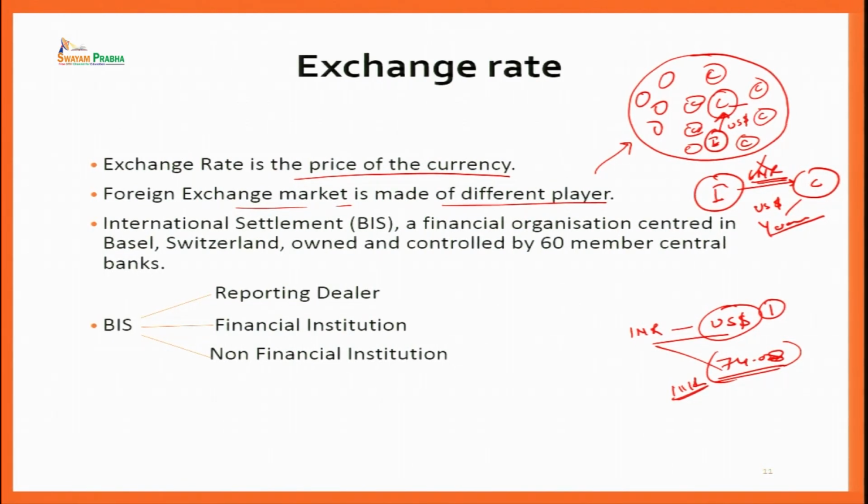The Bank for International Settlements is based in Basel, Switzerland, owned and controlled by 60 member central banks, and the purpose is for reporting dealers, financial institutions and non-financial institutions. What is the purpose of the reporting dealer? Reporting dealers are more commonly known as money center banks.